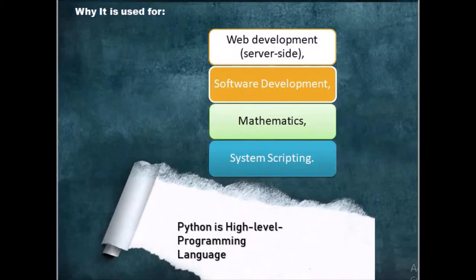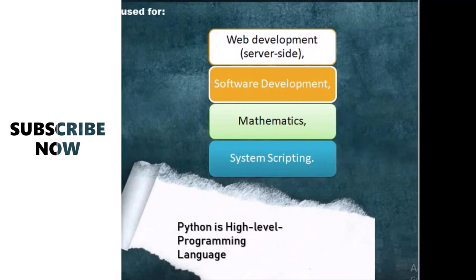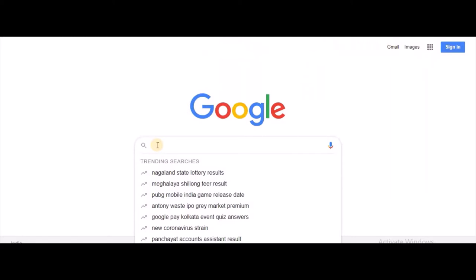So Python is also a high level programming language. If we talk about the use of Python, Python is highly used in web development, with frameworks like Django and Flask, software development, mathematics and system scripting.